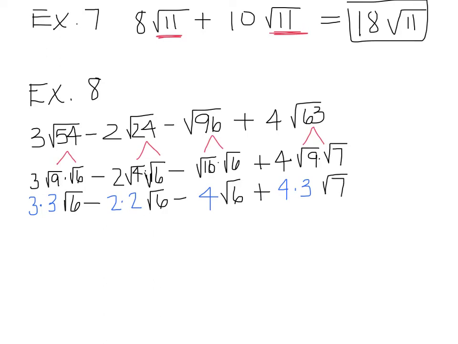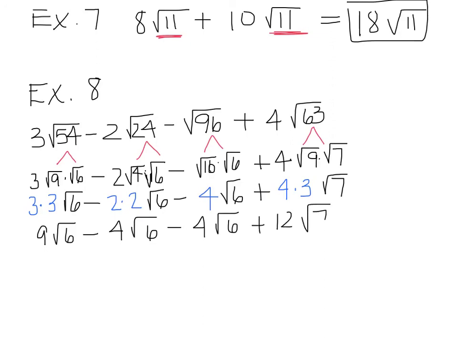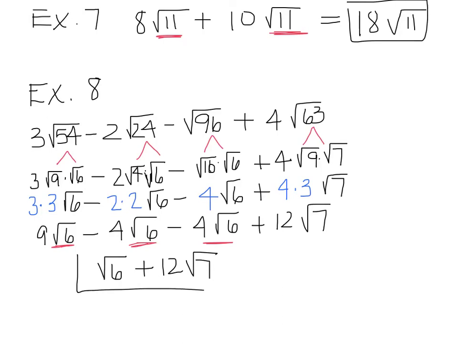So when you simplify it, you get 9 square root of 6 minus 4 square root of 6 minus 4 square root of 6 plus 12 square root of 7. And you can only add the terms that have the same radical. So that's 9 minus 4 minus 4. 9 minus 8 will give us 1 square root of 6. And we can't add that last term. So that's your answer.